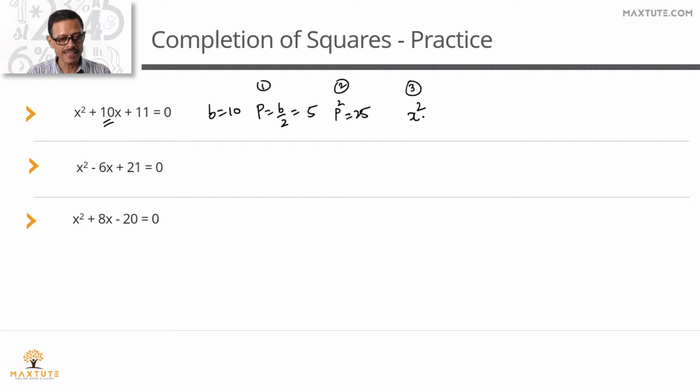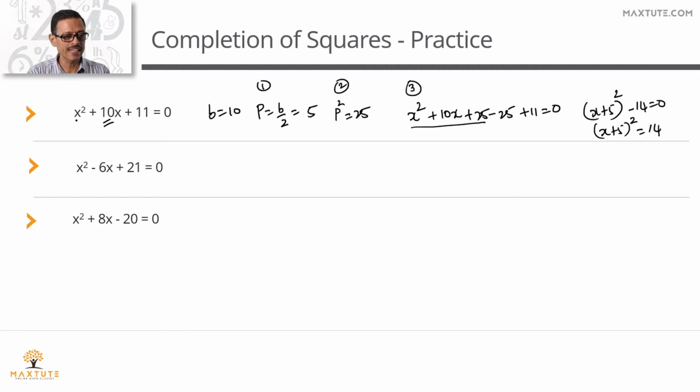So we're going to be writing it as x square plus 10x plus p square minus p square and then whatever we had, which is a plus 11 equals 0. This part is nothing but x plus 5 the whole square. Minus 25 plus 11 is a minus 14 equals 0. Take the minus 14 to the right hand side. You'll get an equation which is x plus 5 the whole square equals 14. This entire quadratic equation is written in a completed square form.